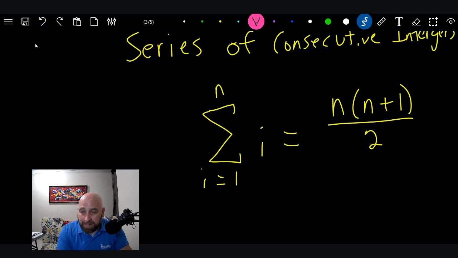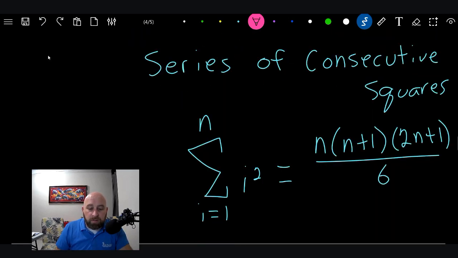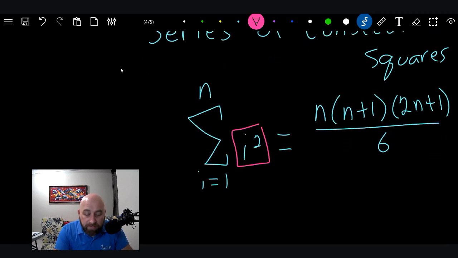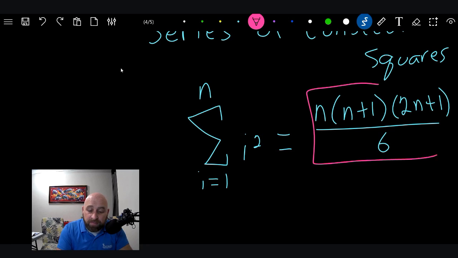We're going to do it in a second, but I just want to go over the formula with you first. So there it is. Okay. The next one is a series of consecutive squares. What does that mean? So now you have your i squared. So when you have this, here's what you're going to do. You're going to use this formula.